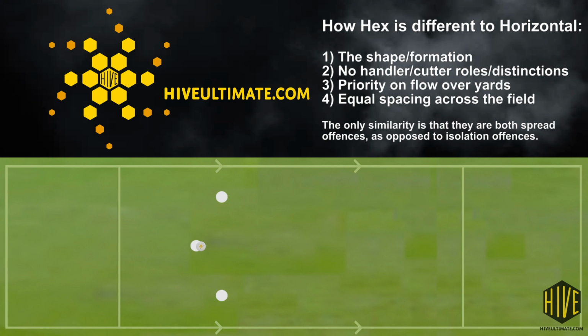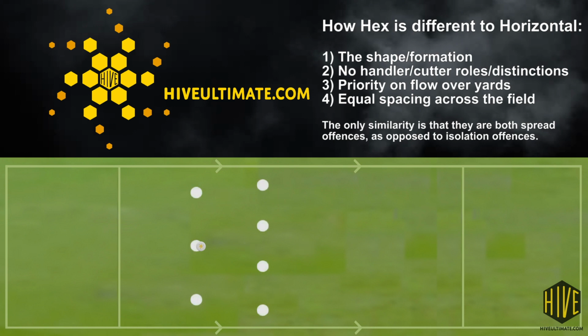This has the benefit of them being connected to the other players. So if there's a poach and those players get passed to immediately, then they're in a good position, connected with other players to keep the disc moving. I've seen these players be poached off in horizontal and their reaction is actually to move back. But then when they get passed to, they're disconnected from the rest of the players and it causes a halt in flow.